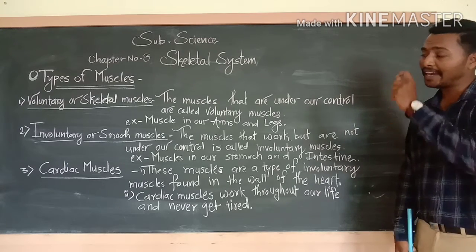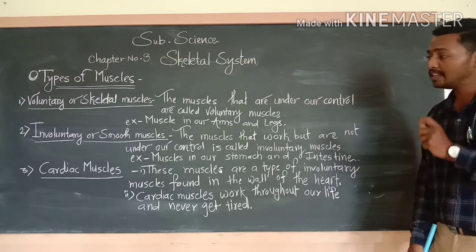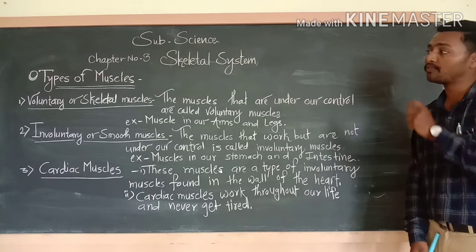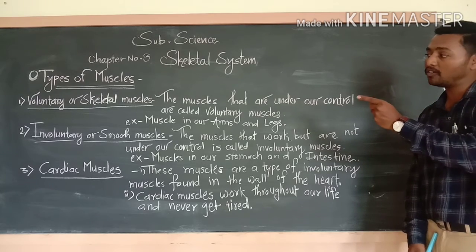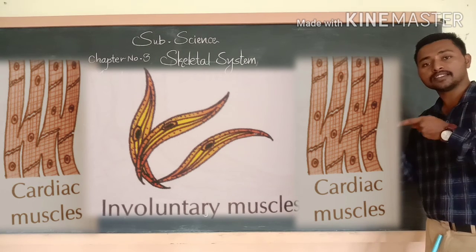So everybody write down these three types of muscles in your notebook and also observe all the figures, diagrams of voluntary and skeletal muscle, involuntary and smooth muscle and cardiac muscles below.